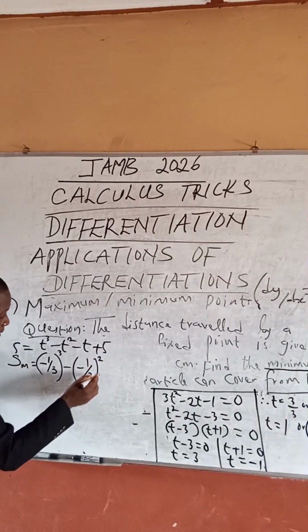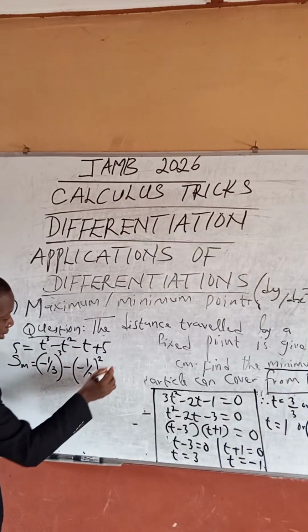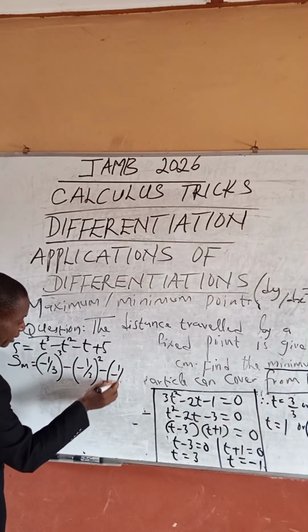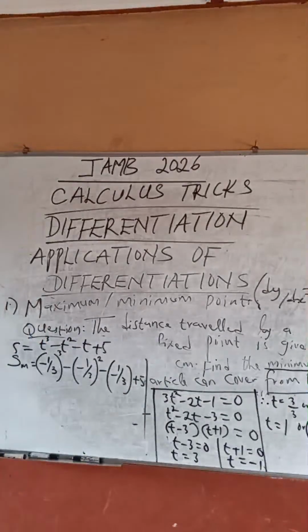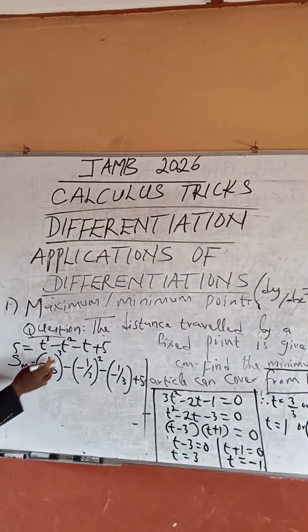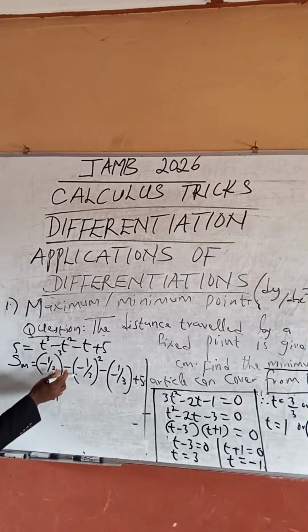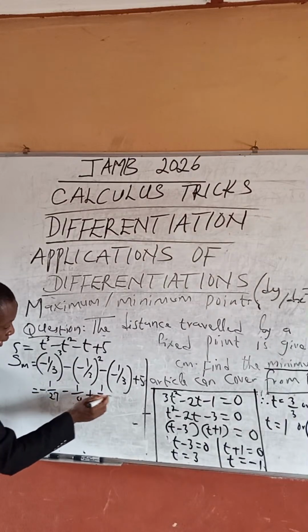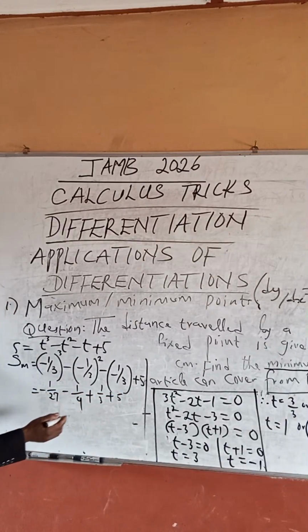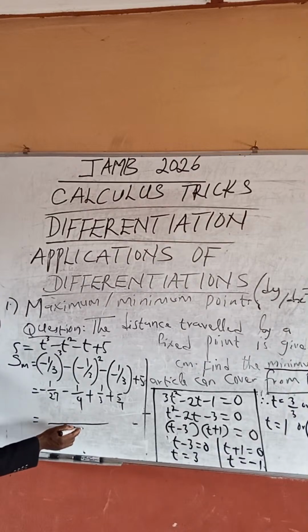And this is squared, minus here again, then -1/3, then plus 5. So this is what we have here. Then what do we have here? We have -1/27. Then this is -1/9, right? And this is plus 1/3, and this is plus 5. So we can go ahead and find. This is 5/1. So what is the LCM? It's 27, right? 27.